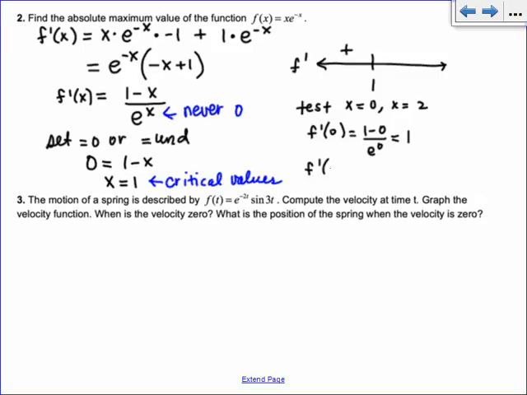And then if I try f prime of 2, I get 1 minus 2, which is negative on top, and then I have e squared, which is positive. So negative over a positive is a negative number.